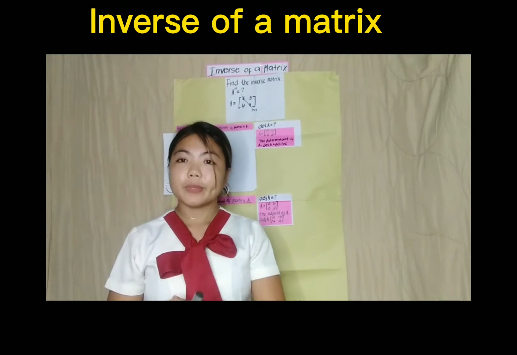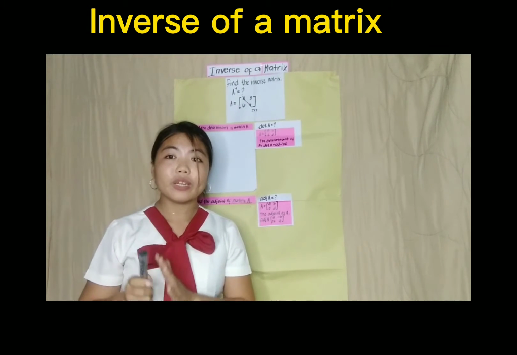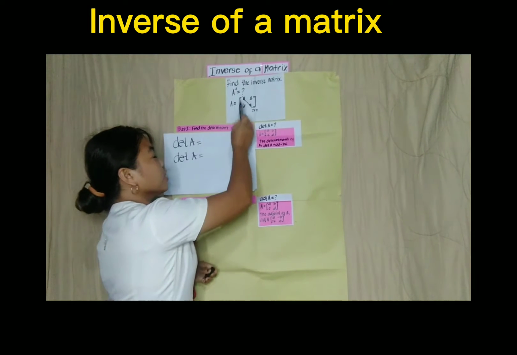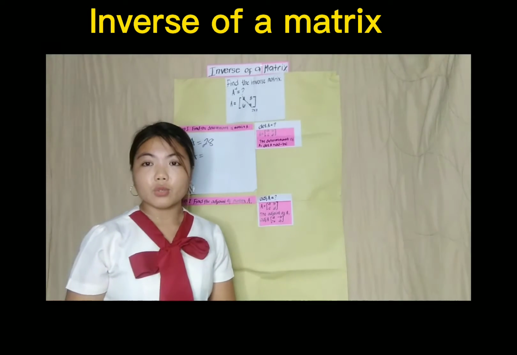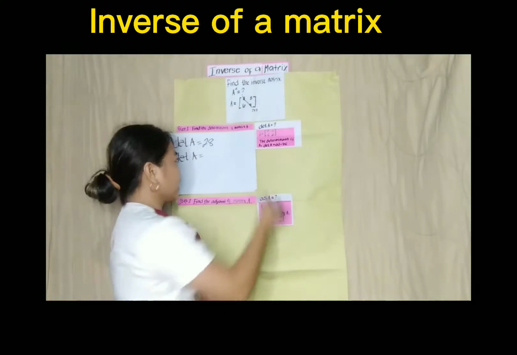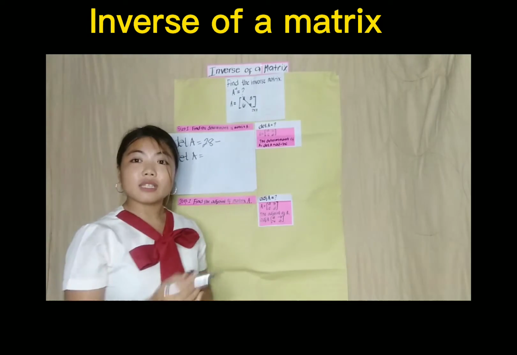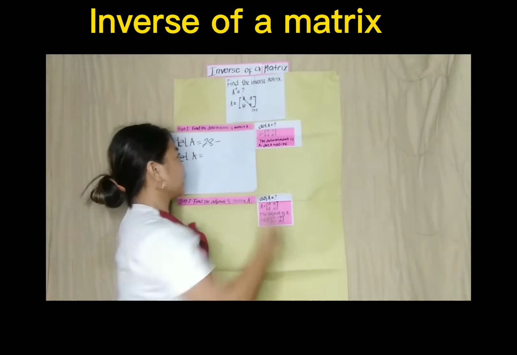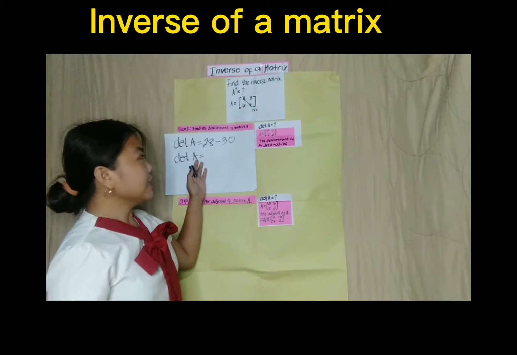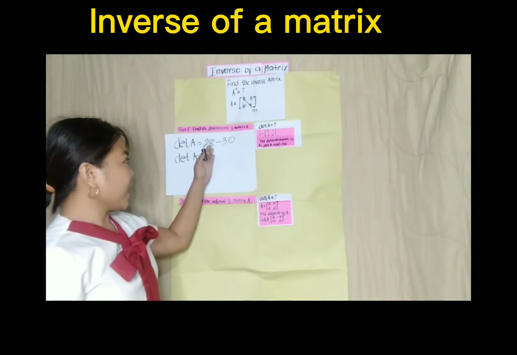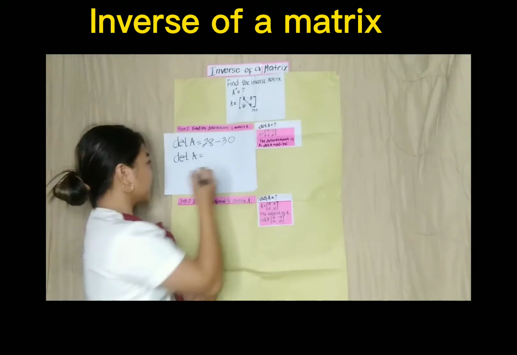In finding the determinant of matrix A, we will use this fact. First, we cross multiply the 4 and 7. So 4 times 7 is 28. We must not forget to always put a minus sign before anything else. Again, we will cross multiply the 6 and 5. So 6 times 5 is equal to 30. The next step is to simplify. So 28 minus 30 is negative 2. So our determinant of matrix A is negative 2.